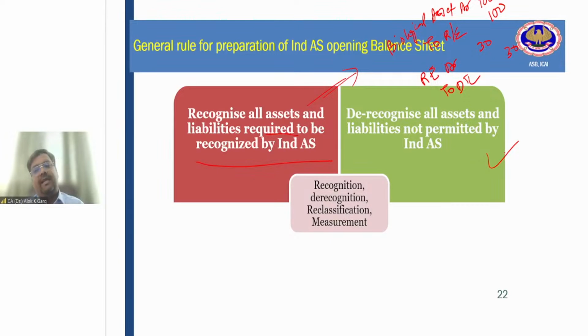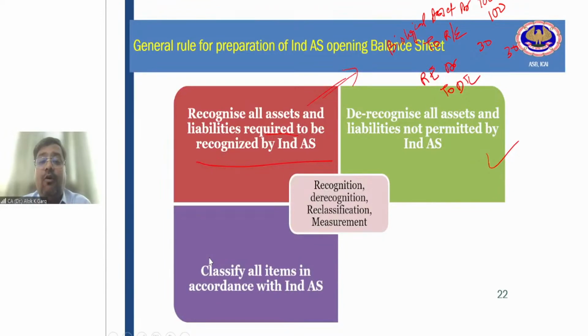Now AS 4 is aligned with Ind AS. I am talking about up to 31st March 2016. So if any asset is there in the IGAP balance sheet but it is not required as per Ind AS, it has to be derecognized on the transition date. Classify all items in accordance with Ind AS. For example, if you have classified some item as a different nature of item, but under Ind AS it should be a different nature, it has to be reclassified in the Ind AS financial statements.